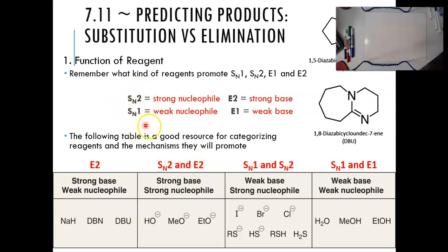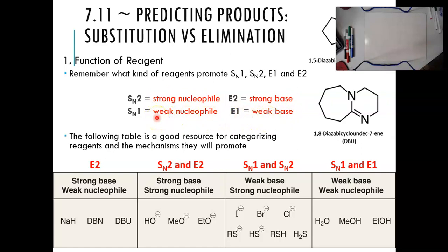And right here in the middle is a summary reminder of what type of reagent each of our pathways needs or prefers. So with our substitution reactions, they both need to have a nucleophile, and our SN2 prefers a strong nucleophile, whereas SN1 prefers a weak nucleophile. With E2 and E1, both of our elimination reactions need to have a base, and the E2 prefers a strong base, the E1 prefers a weak base. So here's where we have things in common. Eliminations need a base, substitutions need a nucleophile. Our bimolecular reactions both need strong reagents, and our unimolecular reagents both need weak reagents.